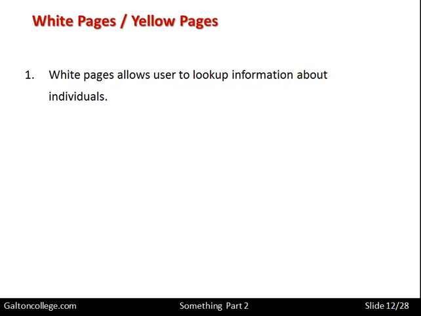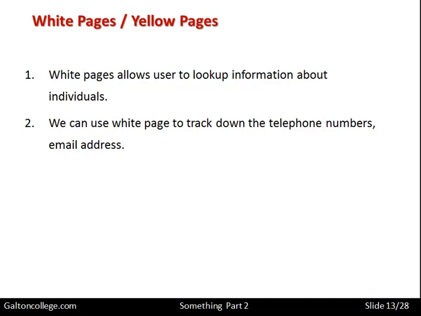Now, the information is generally not free. So we go to the home page of the white pages we're using, and we're asked to register and pay some money and check. Then we're able to check the whereabouts of certain people, or their email address, or whatever. So we can use it to track down telephone numbers and email addresses and that sort of thing.